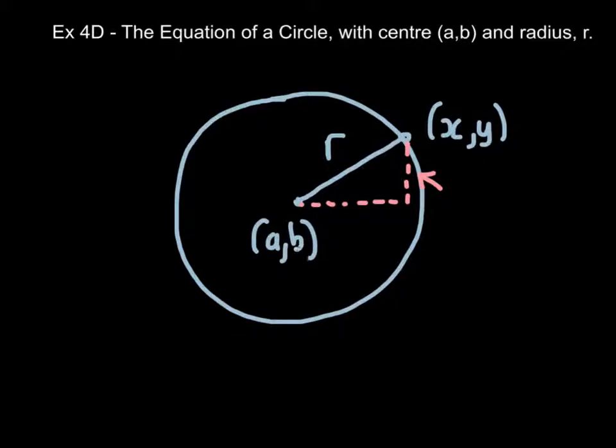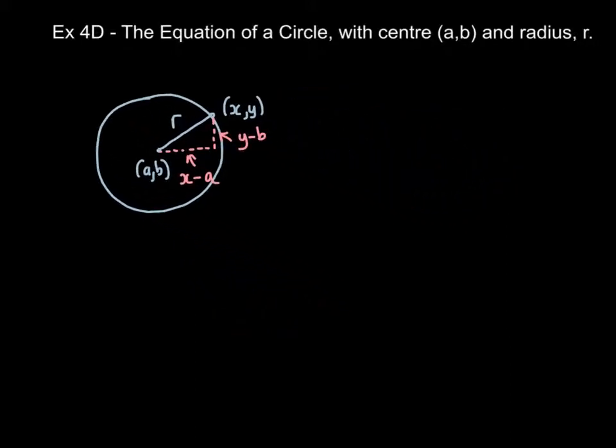If those were numbers, we'd be able to work it out no problem. As they're letters, we just write it as an expression, so y minus b. And then we can do the same for the bottom. We take the difference in the x coordinates to get that length, so that's going to be x subtract a. And then it's really simple, we just use Pythagoras' Theorem.